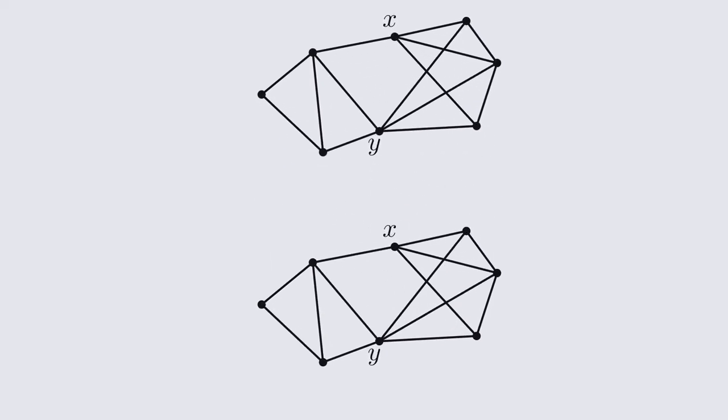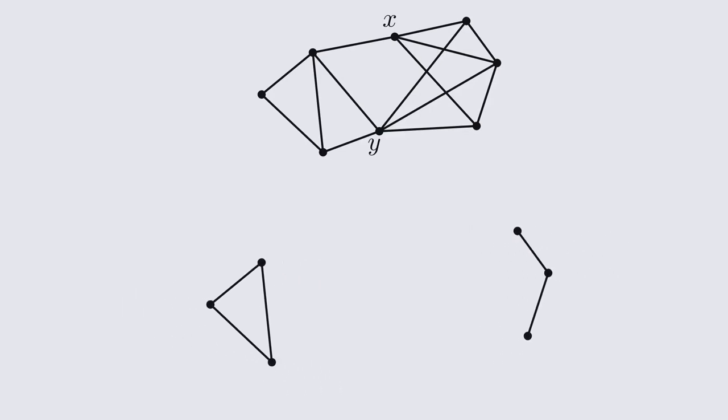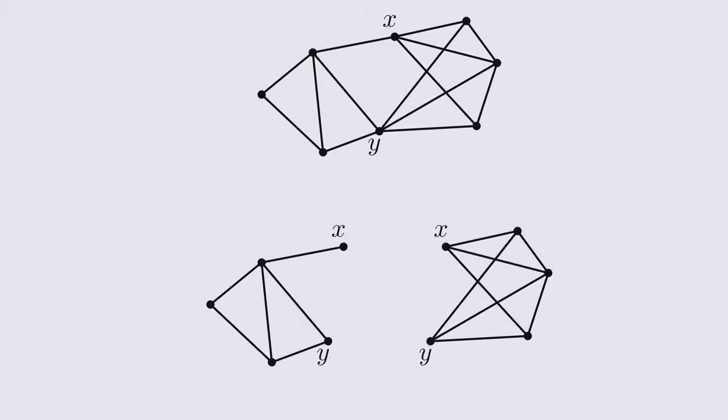Say it was only 2 connected, so we could remove only 2 vertices to disconnect the graph. Say we can remove these 2 vertices. It might split the graph into many components, but I will assume it's only split into 2 for sake of illustration. The argument is the same. Now, onto each of the components add x and y back, along with the edge xy.